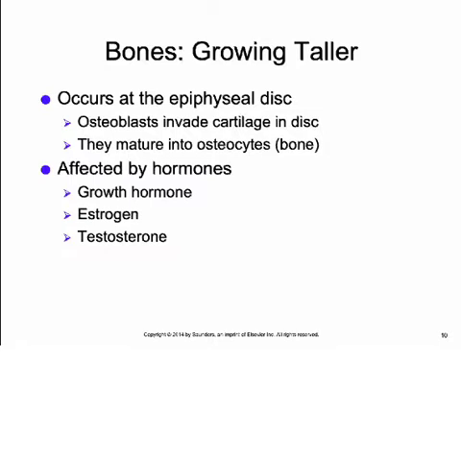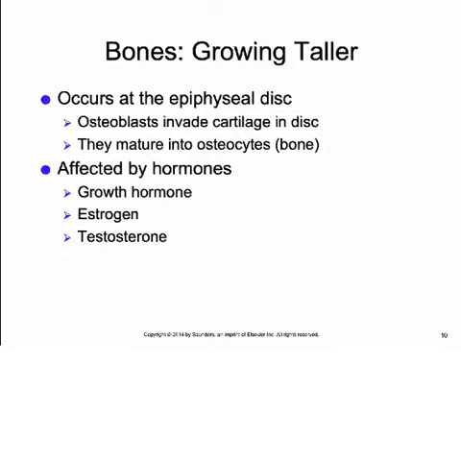Hormones that affect this include human growth hormone. If we have excess production of human growth hormone prior to the end of puberty, we generate a condition called gigantism, where you get extremely tall individuals.